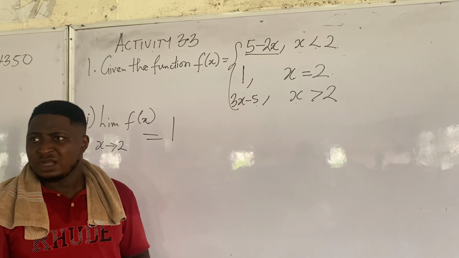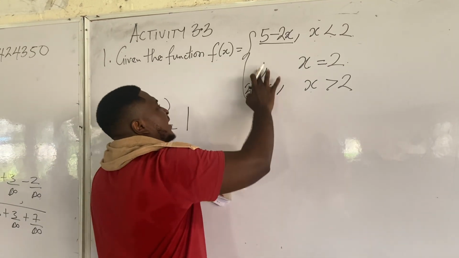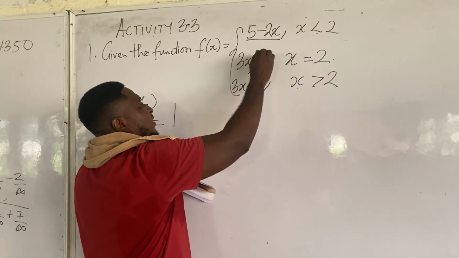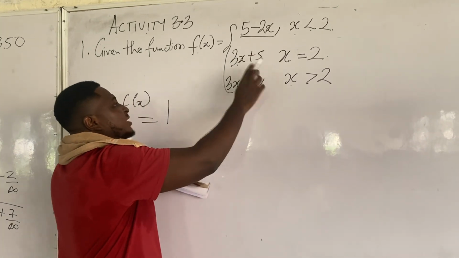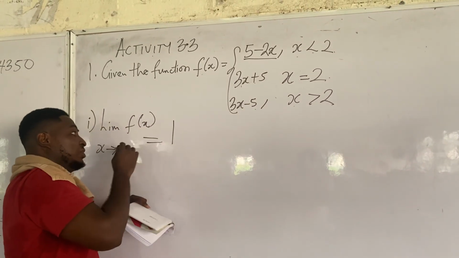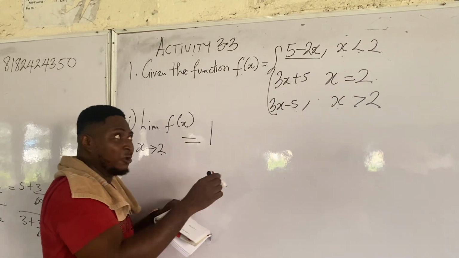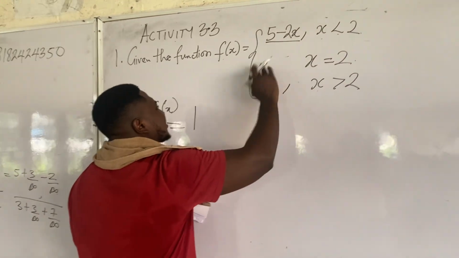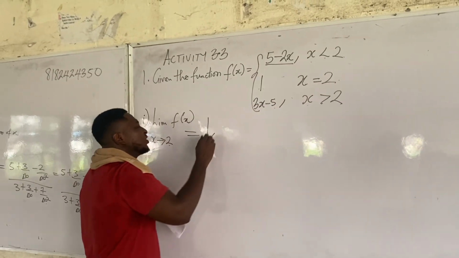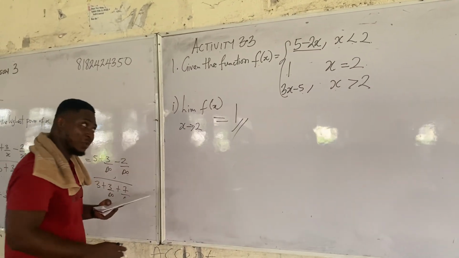Class, had it been that in this place they put 3x plus 5, my answer would have been 3x plus 5, and I would now replace x with 2 and get a final figure. But class, there's nowhere to put x, so it's just 1 that is here, right? So there's no solving needed here. My answer is 1.